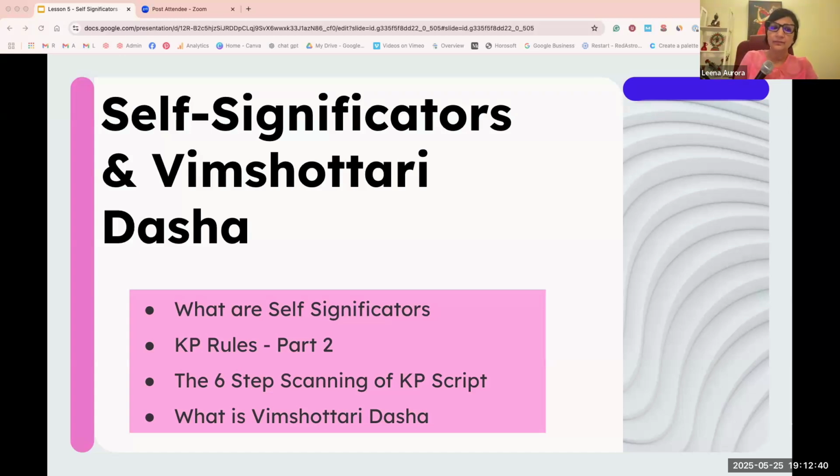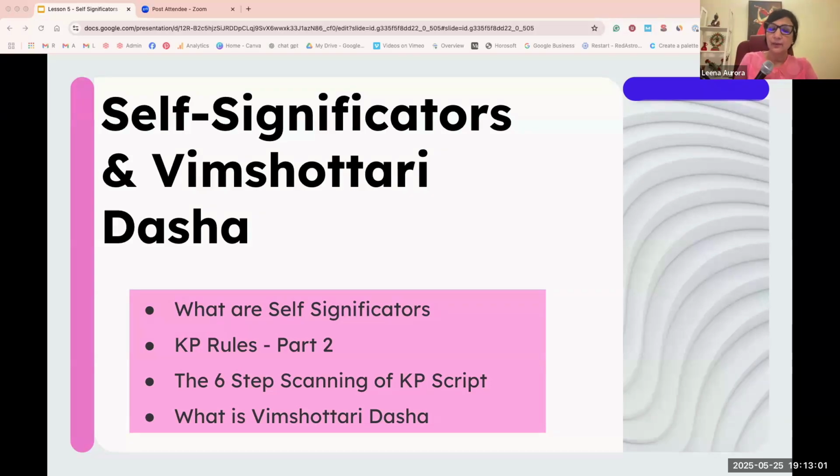So I'll show you. Today I'll discuss self-significators, then the KP rules part 2, and then, as you can see, the 6-step scanning of a KP script. This is also a very important part. And then, what is Vimshottari Dasha? Okay, so now let's start.